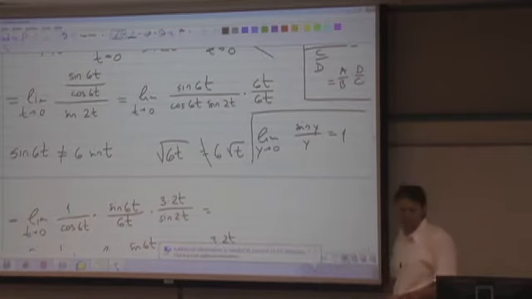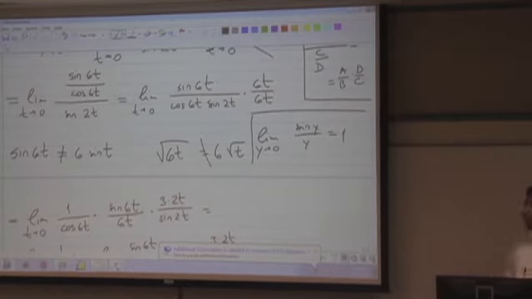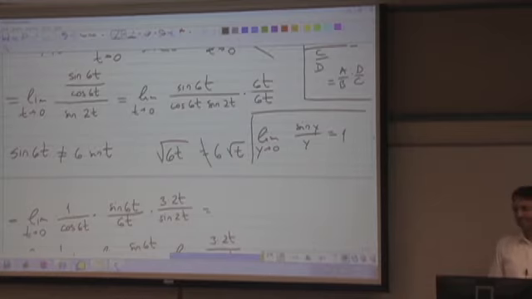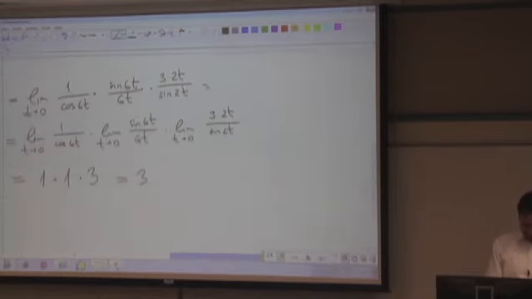Yes? Can we expect anything this complex on tests and quizzes? Oh yeah. This is not complex though. Sorry, but this is actually not. It'll get a lot more complicated.